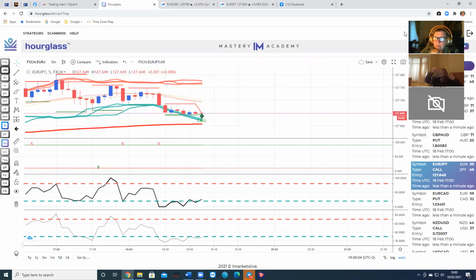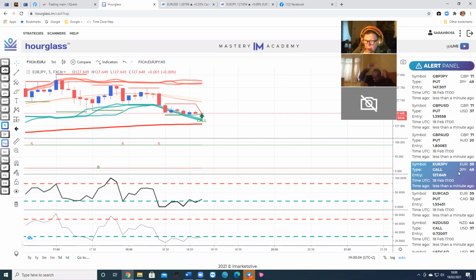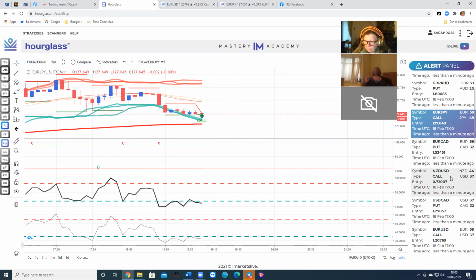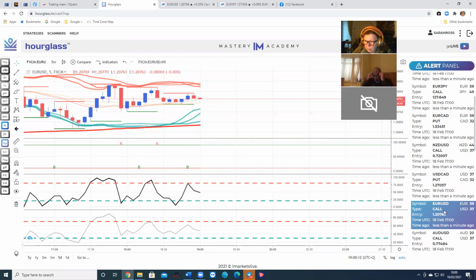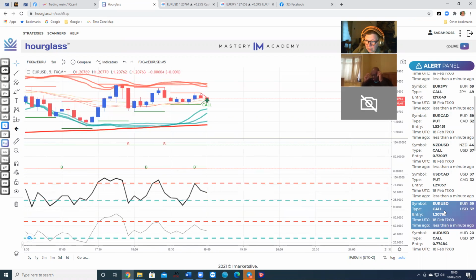Euro JPY, it's on at the moment. Check you're on the right pair, of course. And I say that because I did it myself yesterday. Well, I can't remember when it was. And I was on the wrong pair. Euro USD, less than a minute ago, was called as a call at 0769.